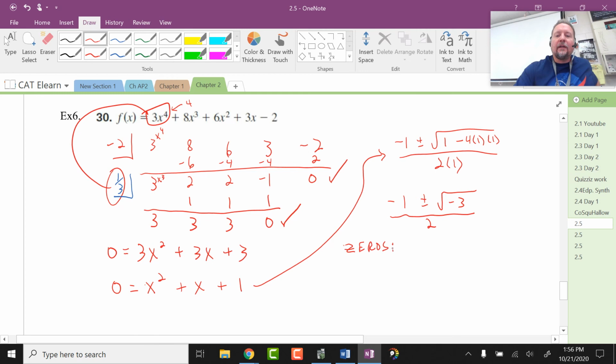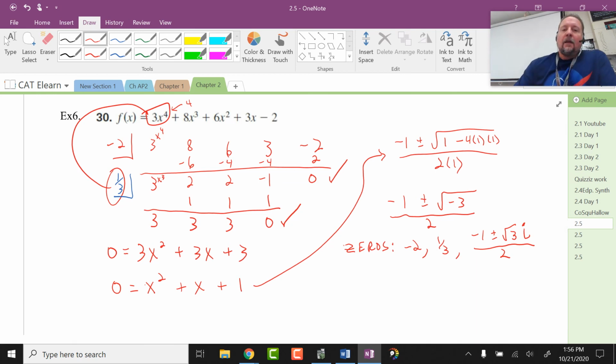Okay, now watch what I do here. Zeros are fine. You got -2. You got 1/3 from the calculator. Then after you depress it again, you got -1 plus or minus square root of 3 i. Write this in i format or I'm going to get you. If you write this on a written test and you don't write it in i format, at least a half a point off. Okay, so those are the zeros.